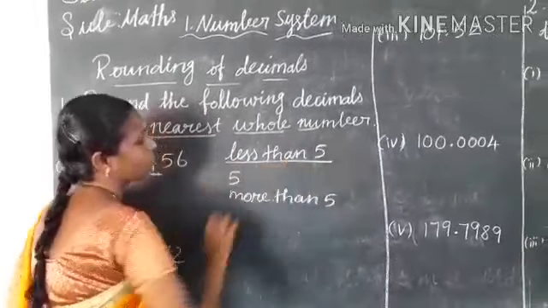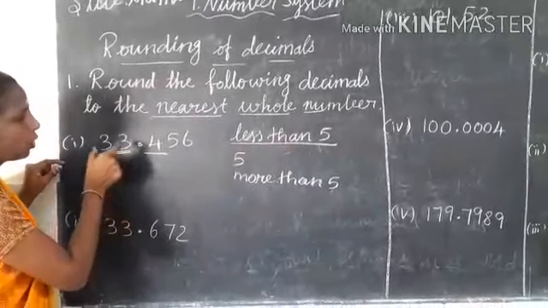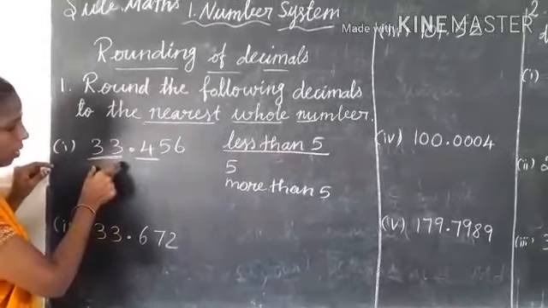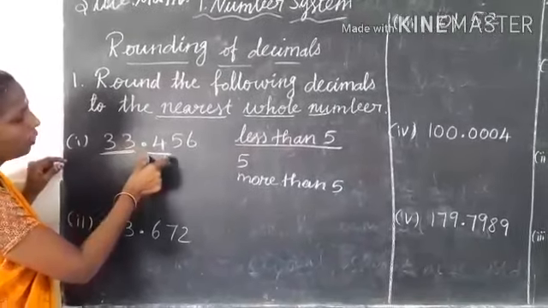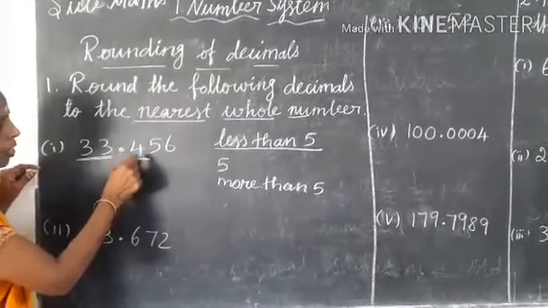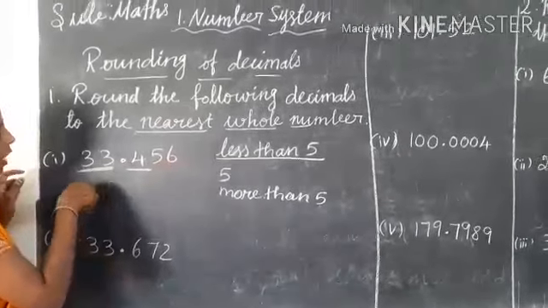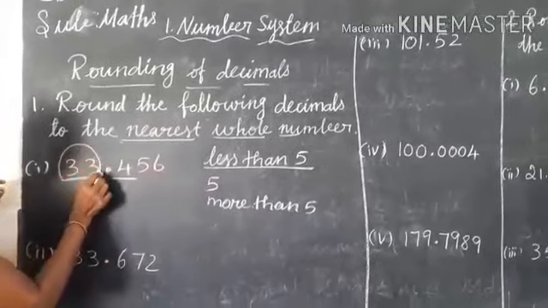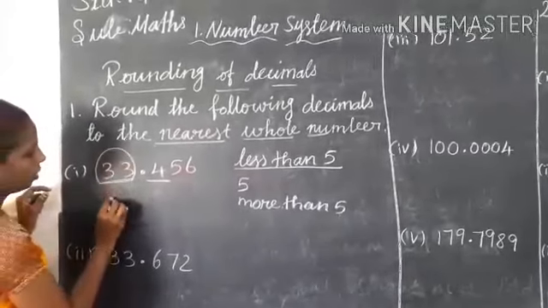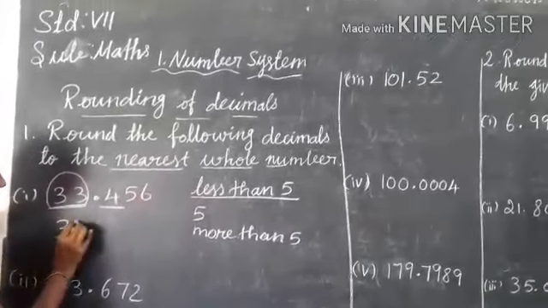Less than 5, what we have to do? So, we have to round the 33 as a whole number. We must check the next digit on the right side, which is 4. The 4 is less than 5. That means what we have to do? We can take the given whole number as it is. So, the nearest whole number is 33.